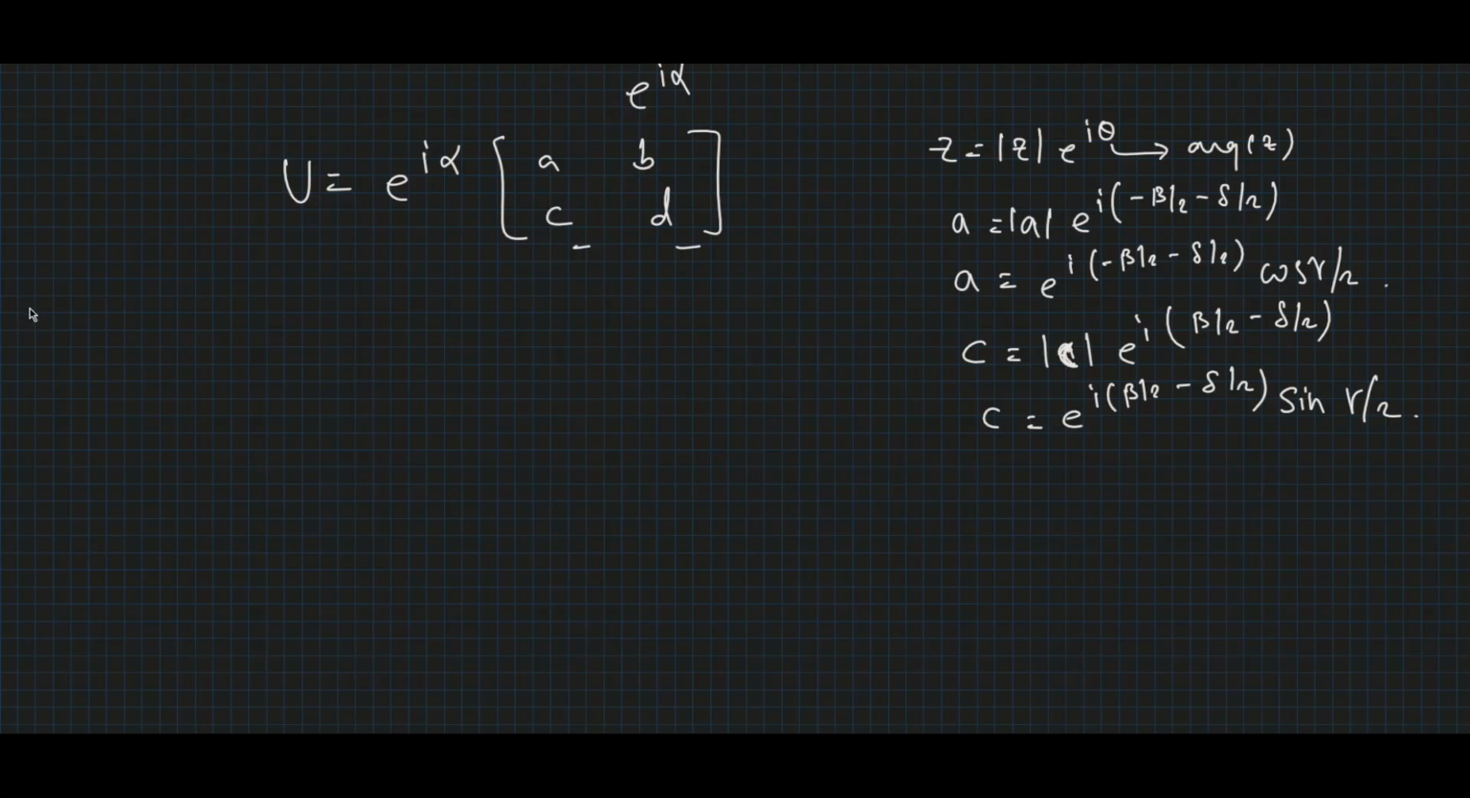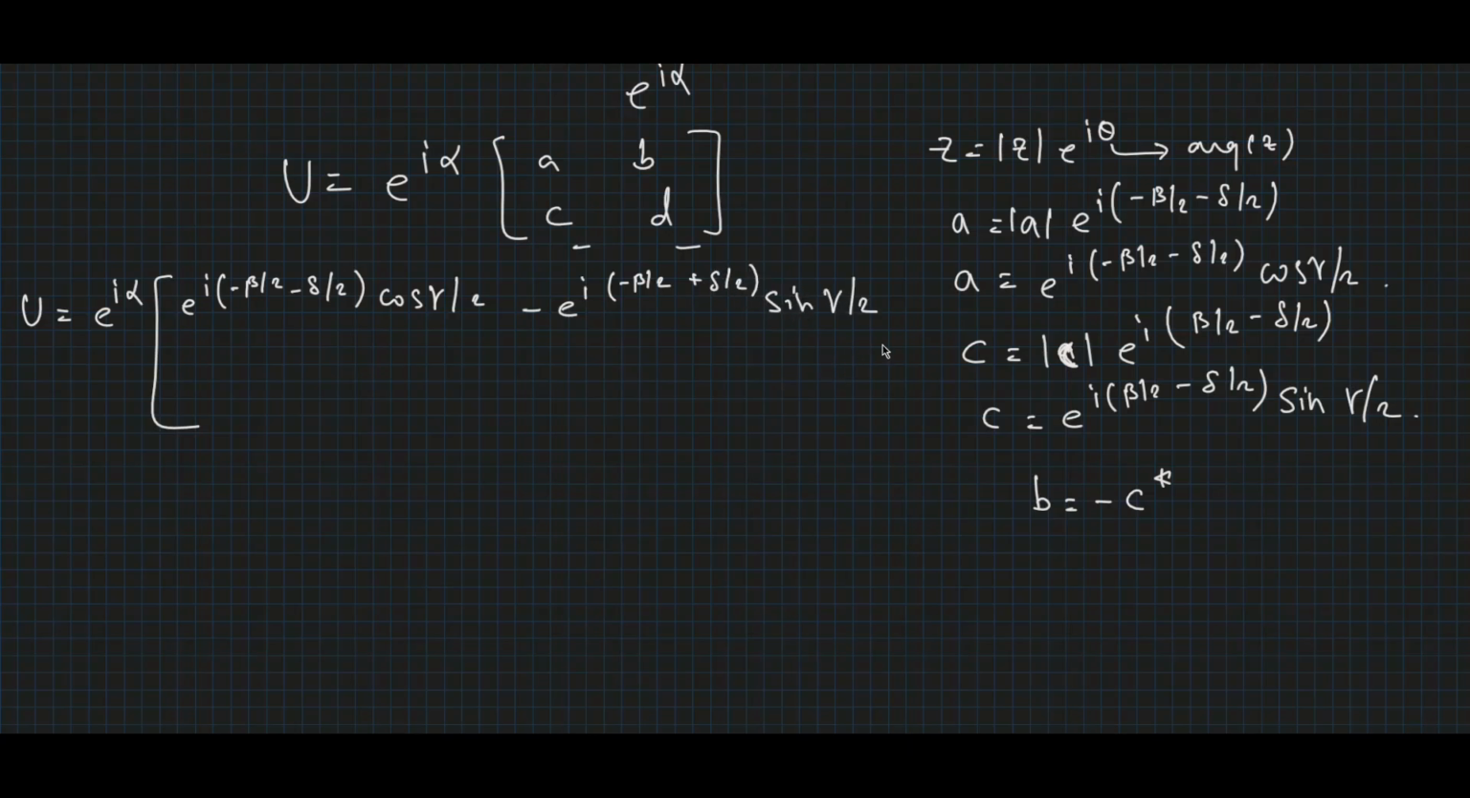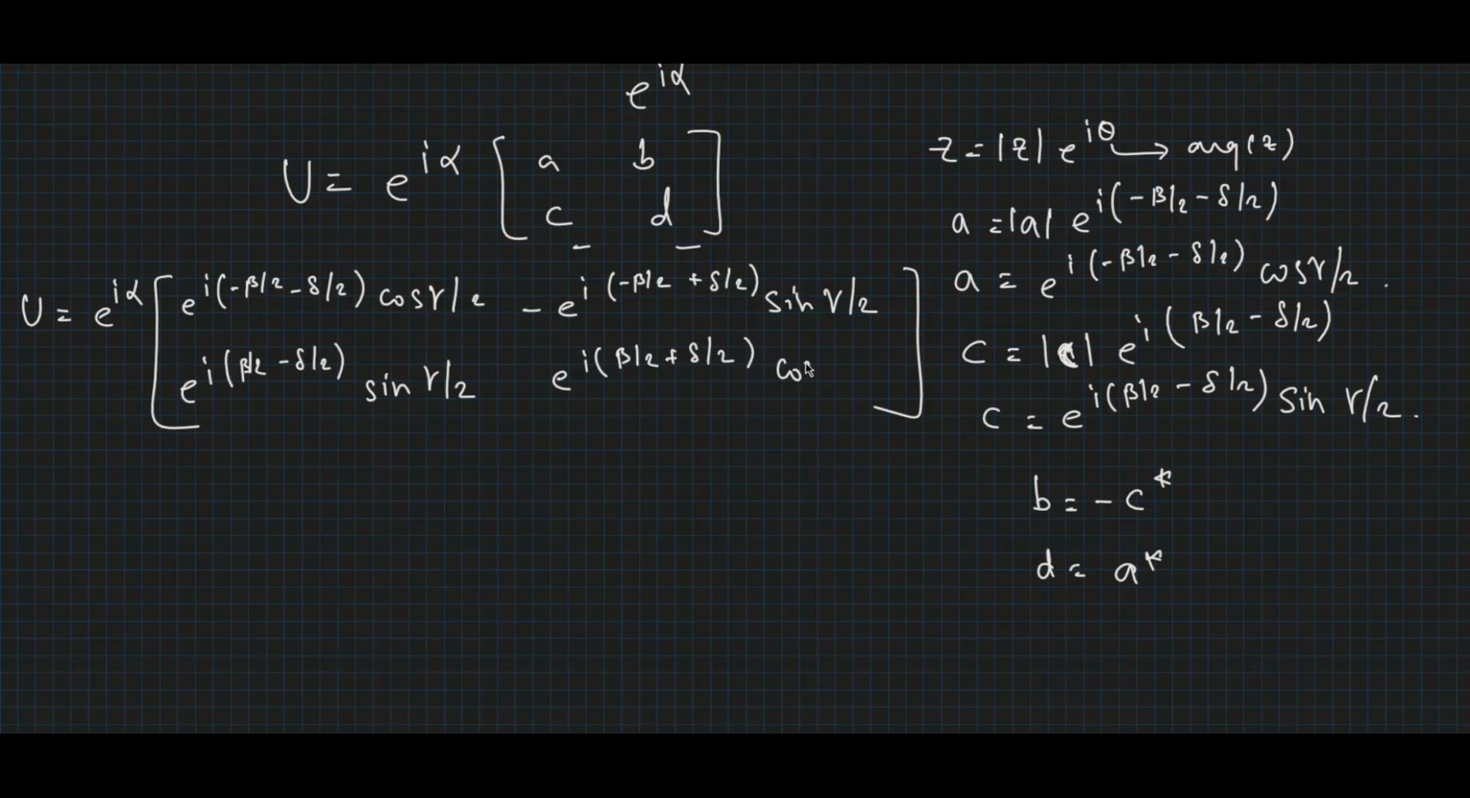So finally, we can write u equal to e raised to i alpha into a, which is e raised to i minus beta by 2 minus delta by 2 into cos gamma by 2, and b, which is negative of c star, would be equal to minus of e raised to i, since it is negative of c star, minus beta by 2 and plus delta by 2 into sin gamma by 2. Similarly, c would be e raised to i beta by 2 minus delta by 2 into sin gamma by 2, and d is a star. So a is this, so d would be e raised to i, this minus would be plus, so it would be beta by 2 plus delta by 2 into cos gamma by 2.